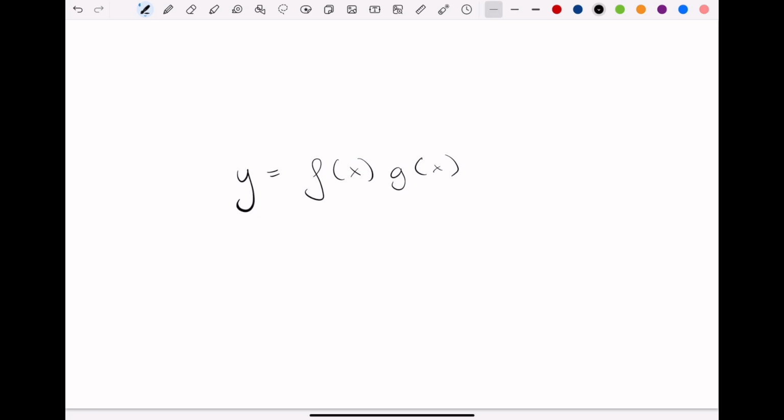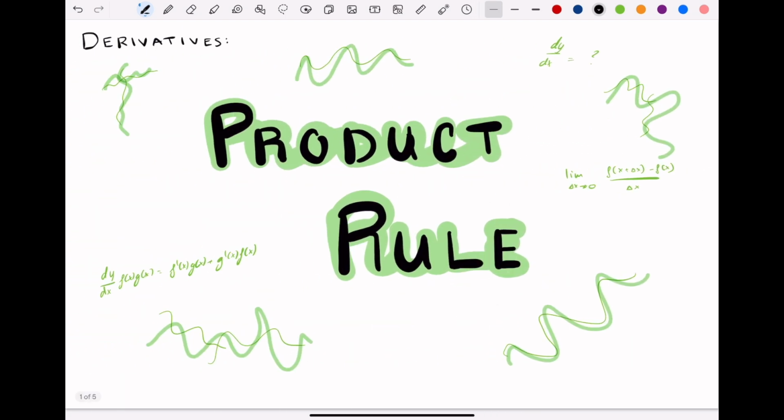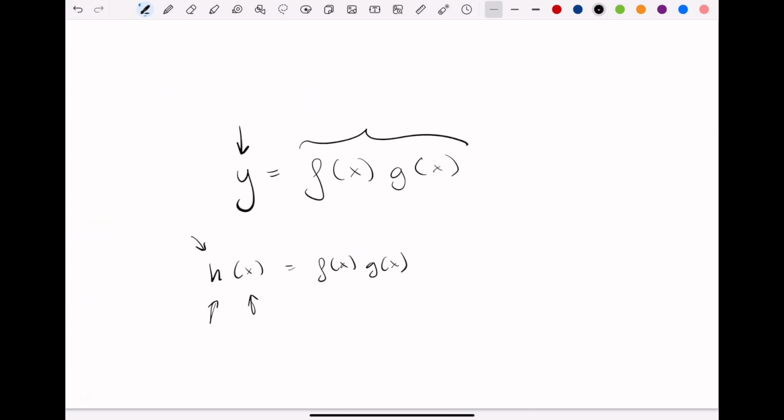Well, the product rule, like the name suggests, is used when your function, in this case y, is made up of two functions that are getting multiplied by each other, in this case f of x times g of x. So if, for example, h of x is equal to f of x times g of x, then to take the derivative of h of x, we have to use the product rule, because we simply cannot apply our other rules when we have two functions that are getting multiplied by each other. So let's take a look at what this product rule is.